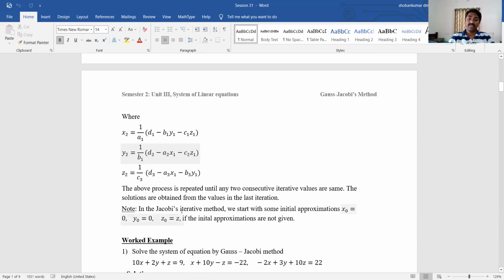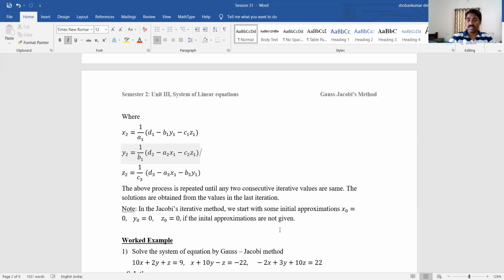We note that in the Jacobi's iterative method, we start with some initial approximations: x naught equal to 0, y naught equal to 0, z naught equal to 0. If the initial approximations are given, we can use the given values. If not given, simply we choose x naught 0, y naught 0, and z naught 0. This is the process of Gauss-Jacobi's method to find the solution of the given system of linear equations.